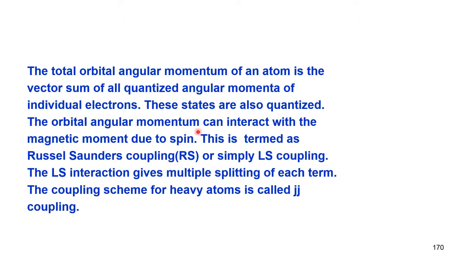The total angular momentum of an atom is the vector sum of all quantized angular momenta of all individual electrons. Now I am talking about an atom in a free state, that is in the vapor form. Each atom can have quantized angular momenta, so these states are also quantized. The orbital angular momentum can interact with the magnetic moment due to spin. This is termed as Russell-Saunders coupling or simply LS coupling. LS interaction gives multiple splitting, which we have already discussed earlier.